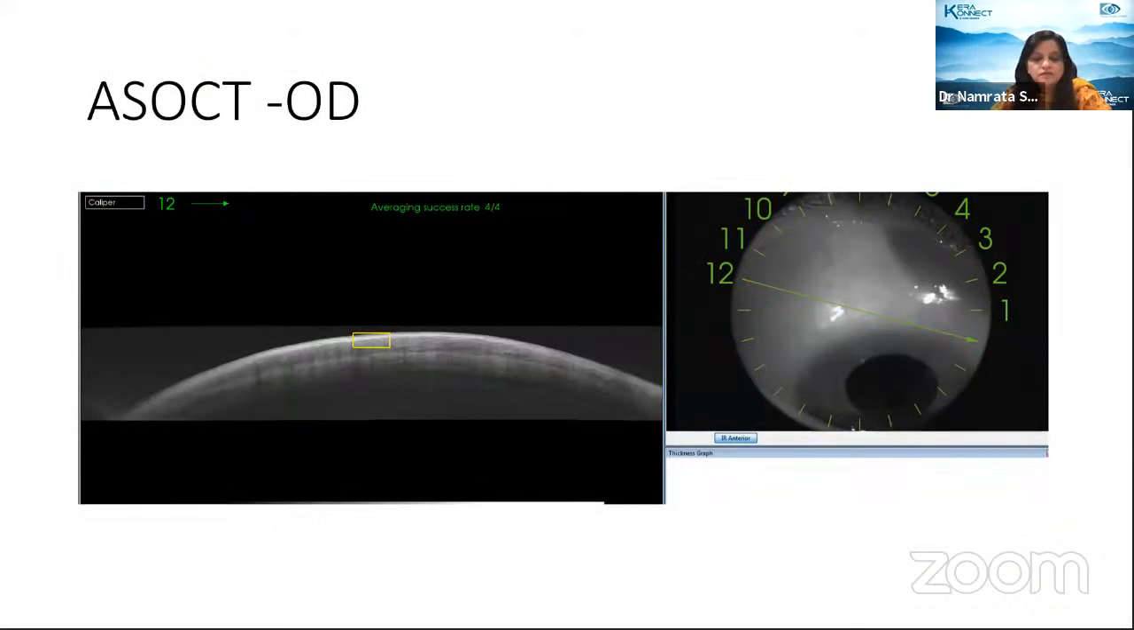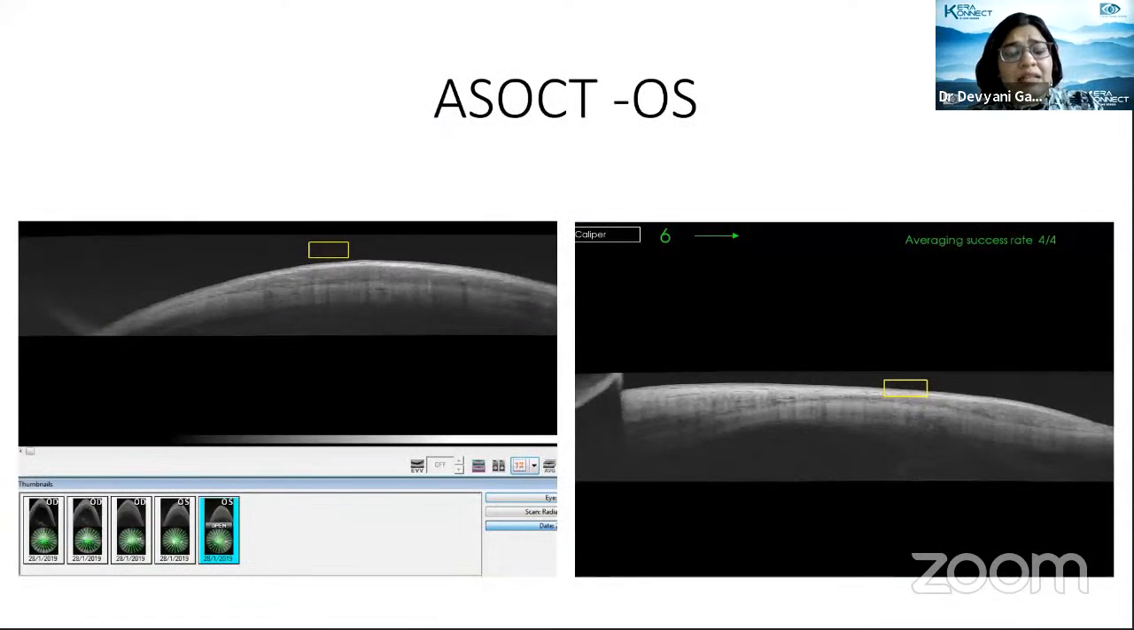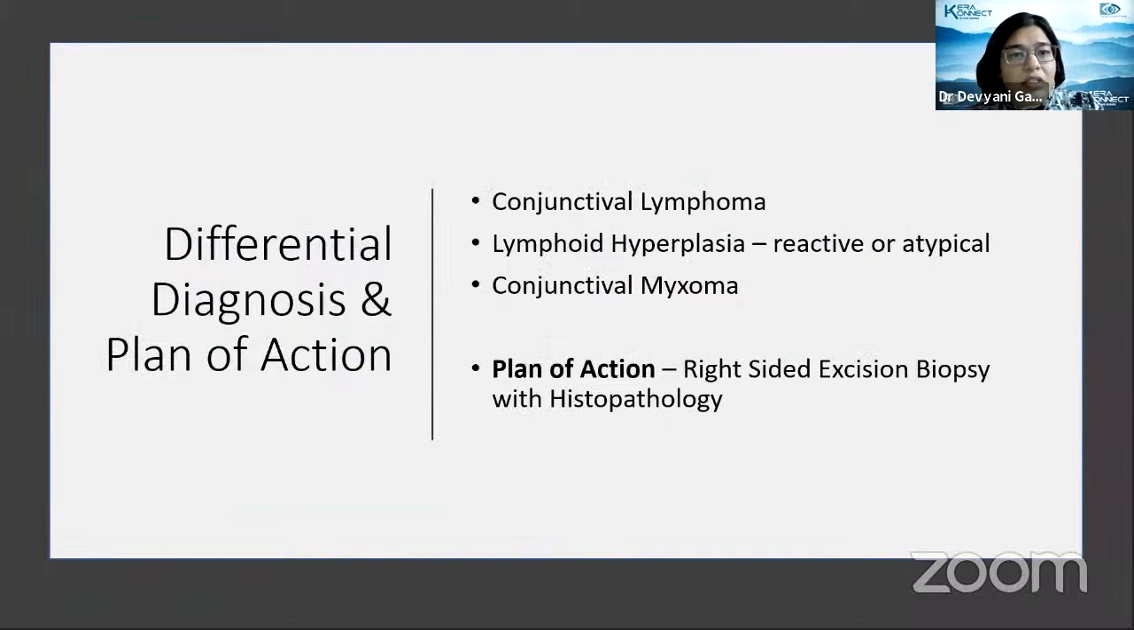ASOCT showed this flat subconjunctival lesion with a normal epithelium seen, and this was the extent of the lesion on the cross section. These are other slices. The left eye ASOCT showed another similar looking lesion. The differential diagnosis we had in mind was obviously a lymphoproliferative lesion, conjunctival lymphoma being the most dangerous. Its benign cousin, the lymphoid hyperplasia, reactive or atypical, and the probability of a conjunctival myxoma was also considered.